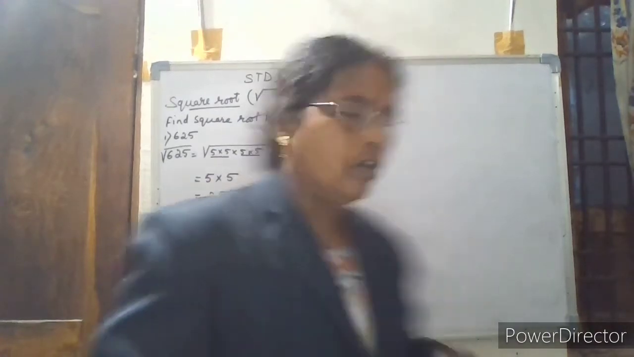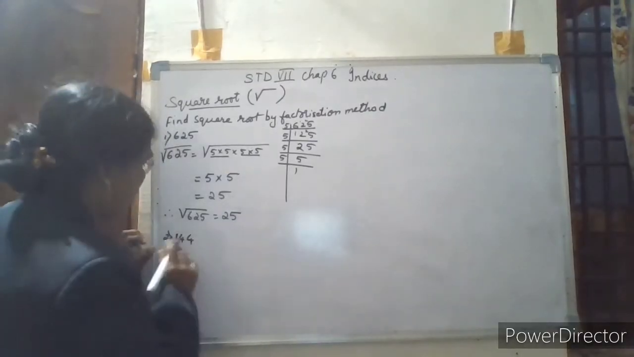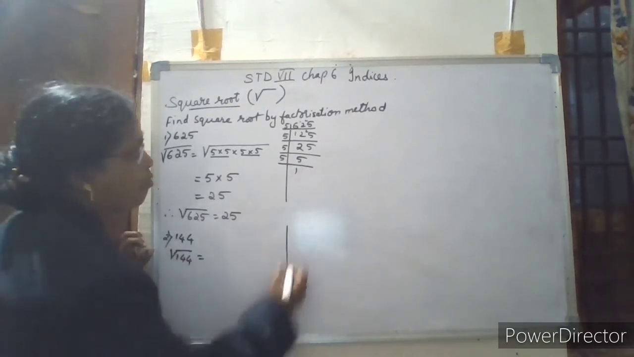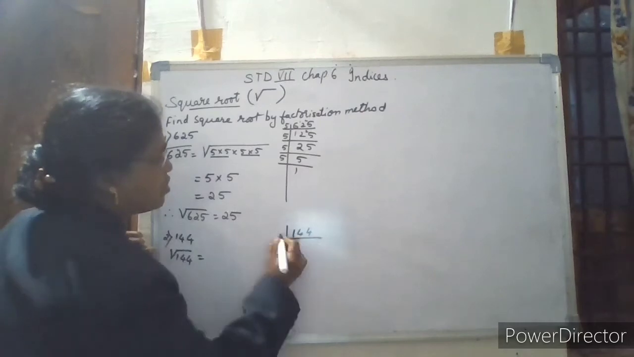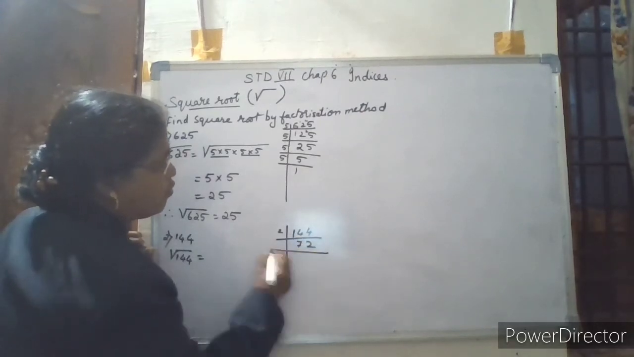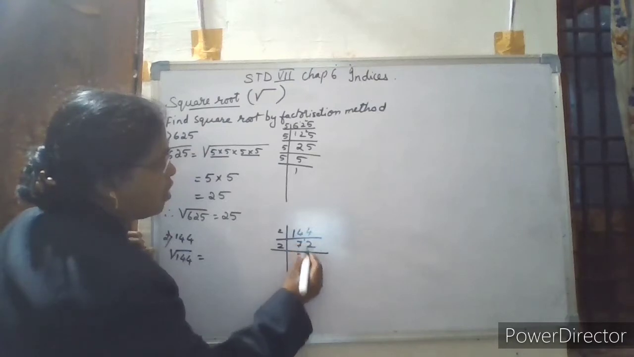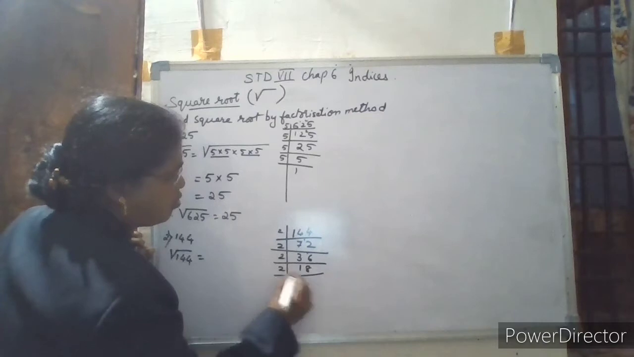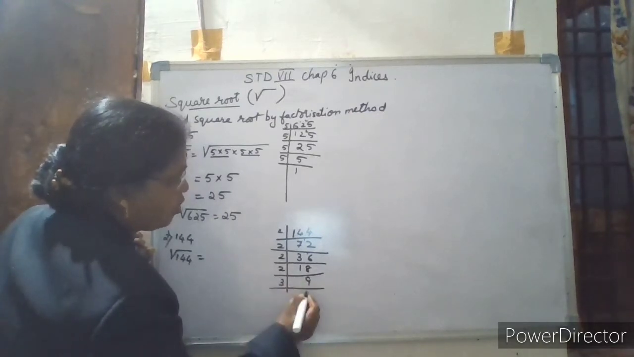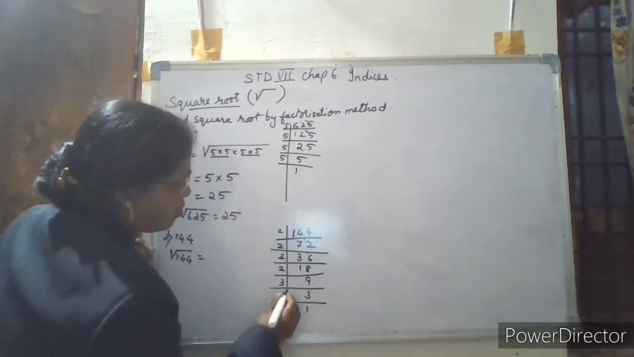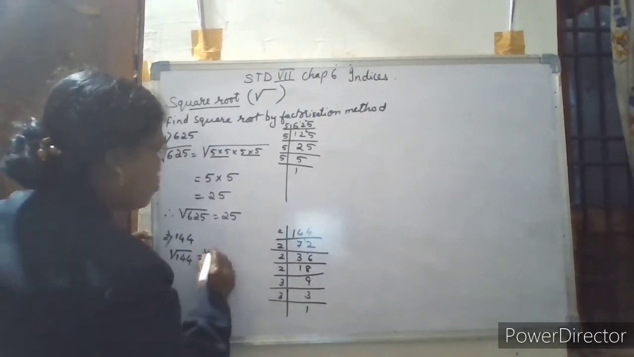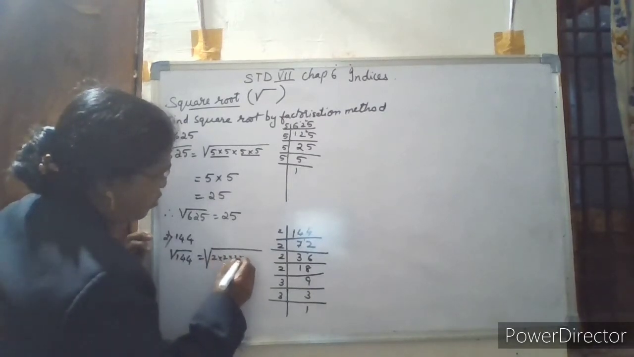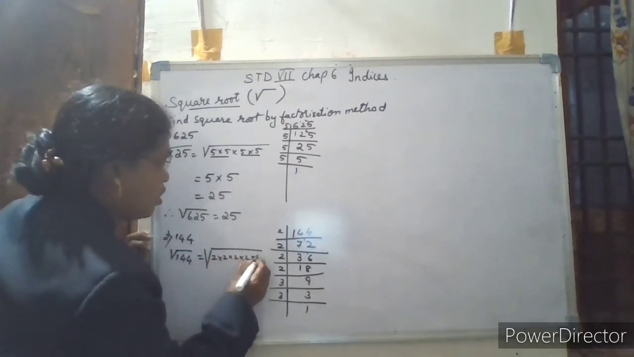Now, second example, 144. The root of 144, we find by factorization. 2 sevens are 14, 2 ones are 2, so 72. Again 2 threes are 6, 2 sixes are 12, so 36. Again 2 ones are 2, 2 eights are 16, so 18. Again 2 nines are 18, so 9. Then 3 threes are 9, 3 ones are 3. So I got root of 2 into 2 into 2 into 2 into 3 into 3.